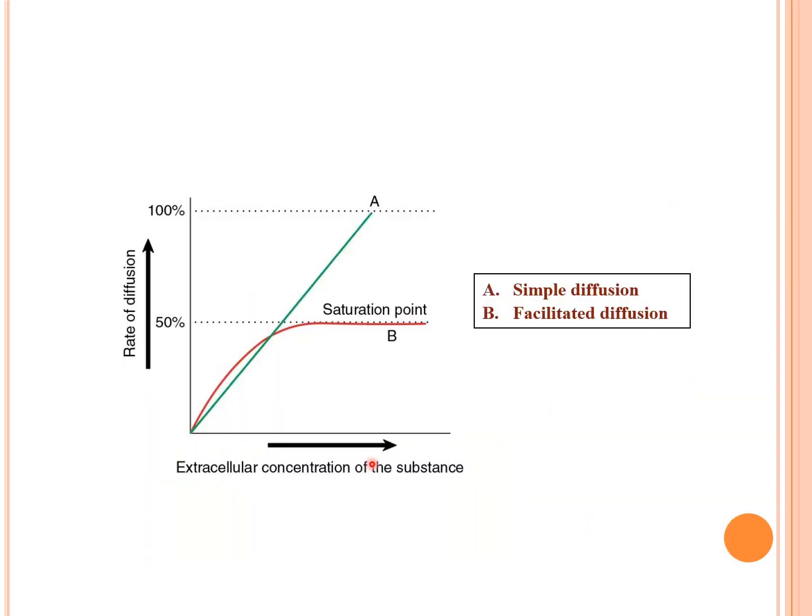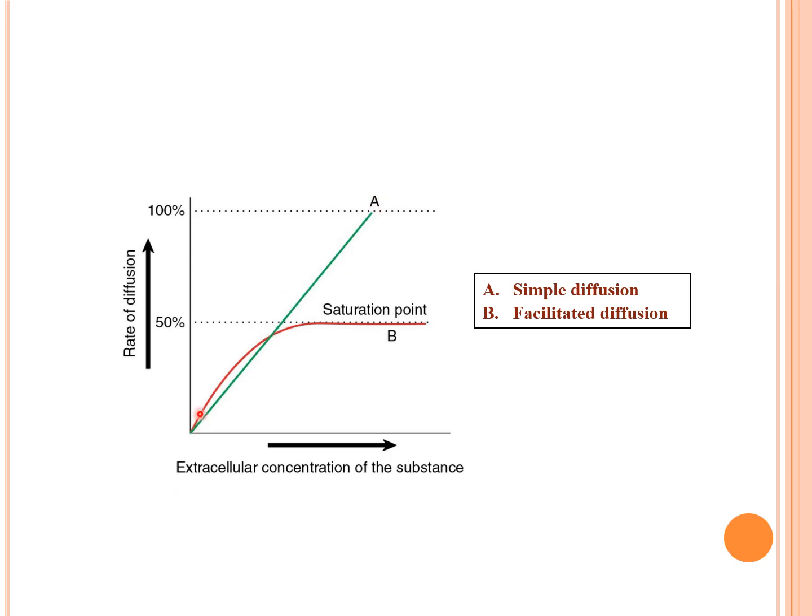You will understand this clearly. And here you can see this is graph A and this is B. Here you can see rate of diffusion and the concentration of the substance. Just remember, in simple diffusion, whenever there is an increase in the concentration of the substance, there is an increase in the rate of diffusion. So the rate of diffusion increases linearly with the increase in the concentration of substances. This happens in simple diffusion.